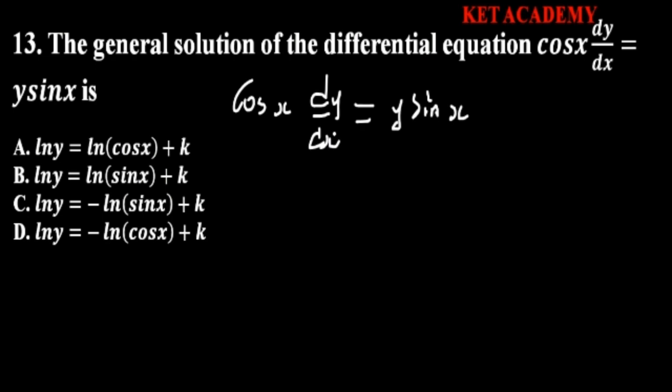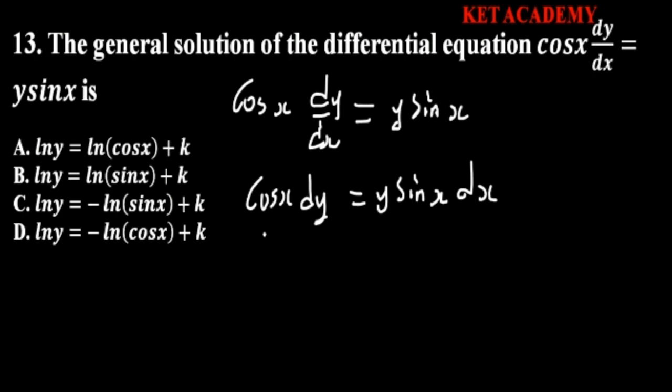Now when I talk of separating variables, what I mean is that we want to bring all the terms in x on one side and all the terms in y on the other side. If I want y on the left hand side and x on the right hand side, I'll start by multiplying all through by dx. If I multiply all through by dx, the dx in the denominator here will go away. So I'll be left with cos x dy equals y sin x dx.